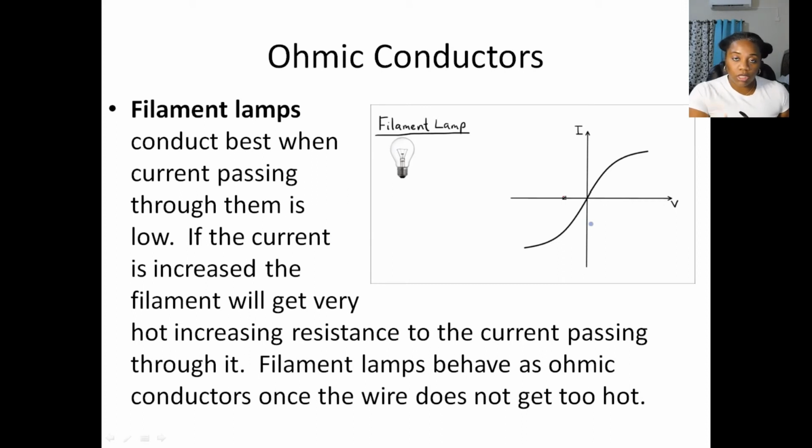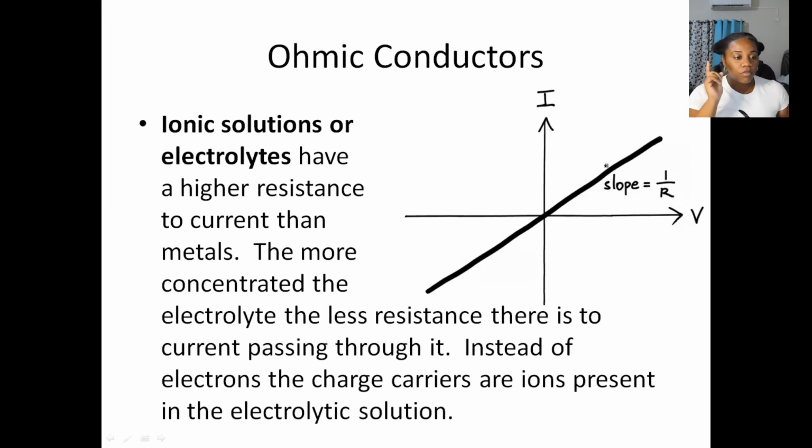So remember, when heat is applied to a wire, it doesn't behave like how it should. And the filament lamp behaves as an ohmic conductor once the wire does not get too hot. So after a while, it starts to act like this once the filament gets hot. So it's actually an ohmic conductor once it's not hot. Not too hot.